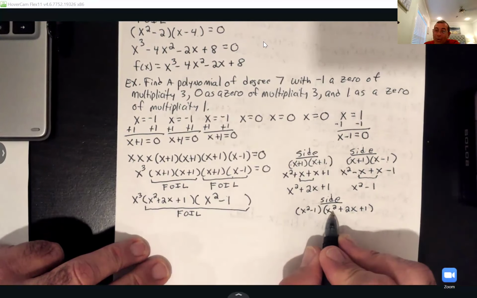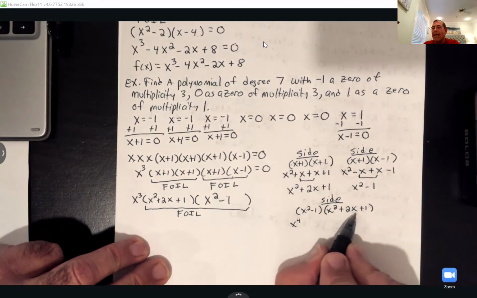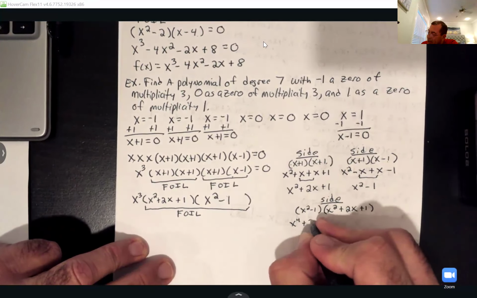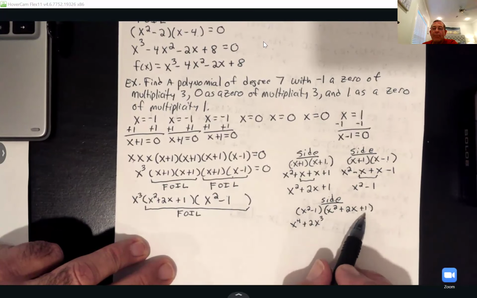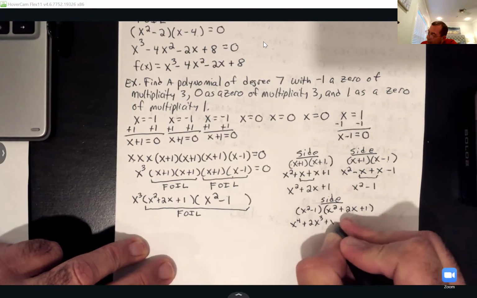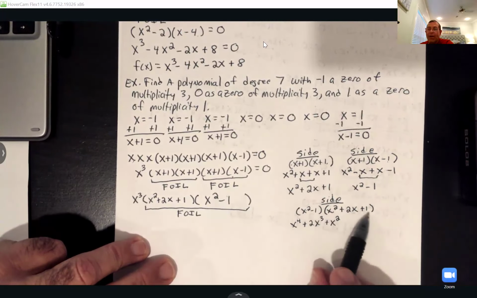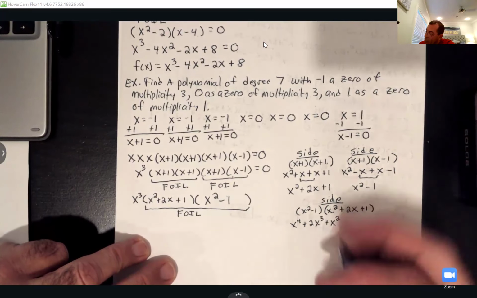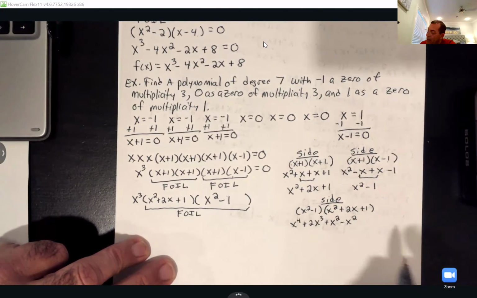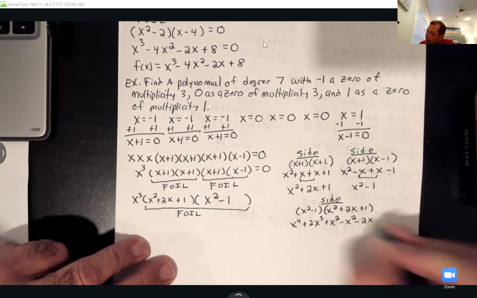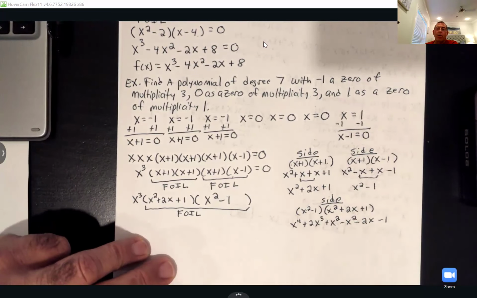X squared times x squared is x to the 4th. X squared times 2x is a 2x to the 3rd. And then that x squared times 1 is 1x squared. All right, now we distribute that -1. -1 times x squared is a -x squared. -1 times 2x is a -2x. -1 times 1 is a -1.